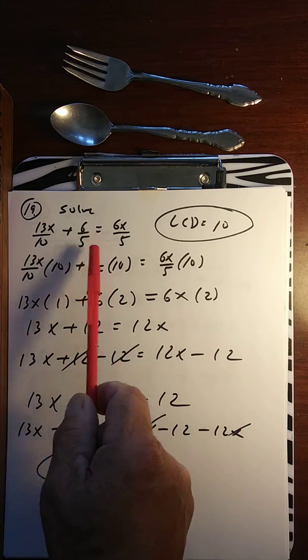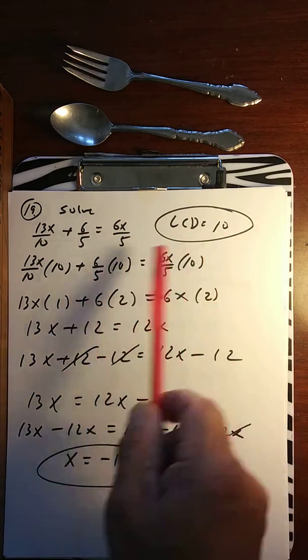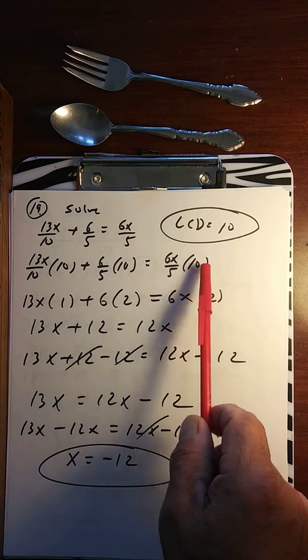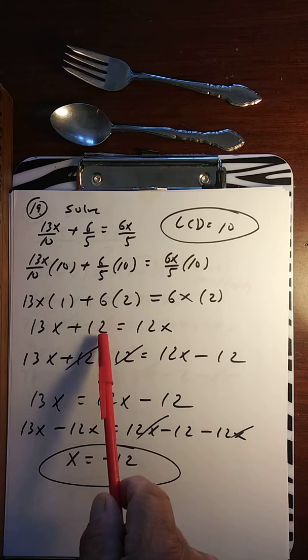13x over 10, 6 over 5 equals 6x over 5. Multiply by the LCD, which is 10. Divide 10 into this one, 5 into 10 that, 5 into 10 there. So now we have 13x plus 12 equals 12x.